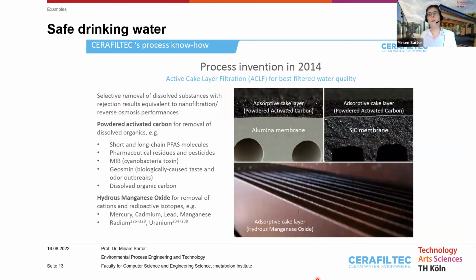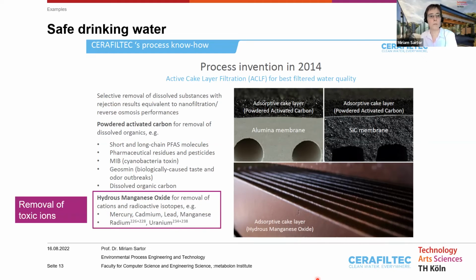I will show you two examples from Cerafiltec. And I'm very happy that they allowed me to share it, and I'm really grateful for it. Cerafiltec invented different of these processes for the removal of organic molecules and dissolved ions. And we will have a look at the removal of toxic ions with hydrous manganese oxide, especially now radium. You see here in the picture different types of ceramic membranes, here in the cross section with activated carbon, and in this picture below you see that you have a violet color on the membrane, which is normally gray or white, and this violet color is this hydrous manganese oxide, HMO.